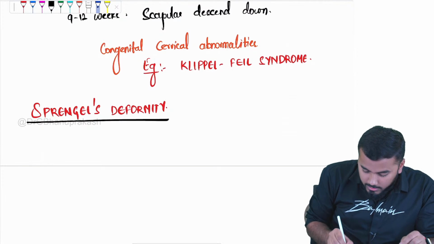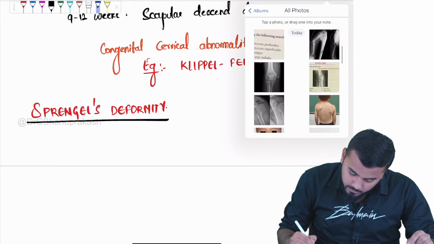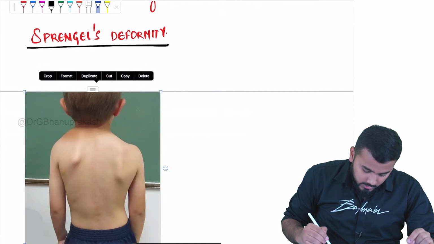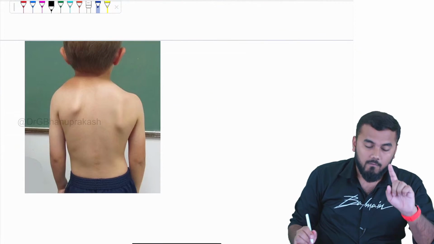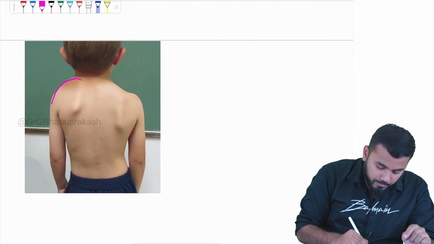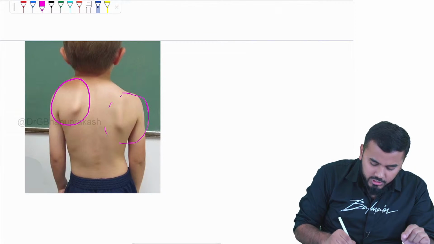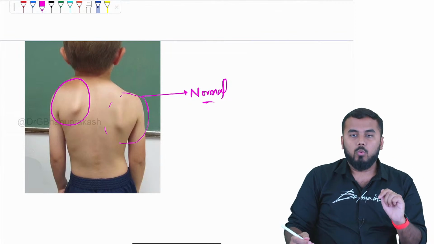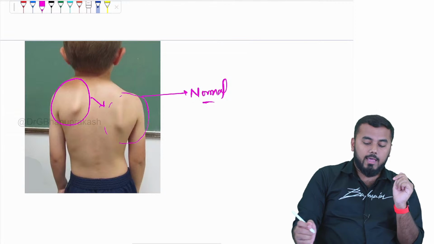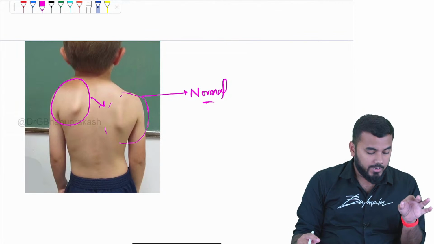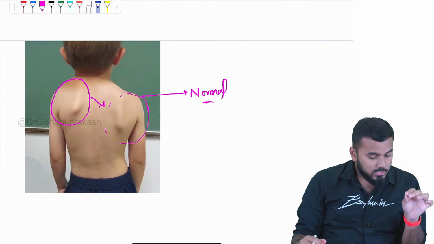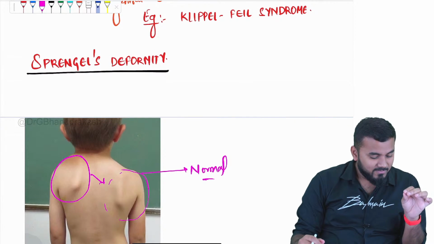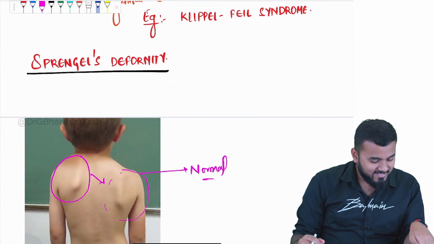Sprengel's deformity. Let me show you. Look at this picture over here, guys. One scapula is on the top, but one scapula is in the normal position. See, this is normal, whereas one scapula is above. You see? So this is called Sprengel deformity, right? So this would be the way.